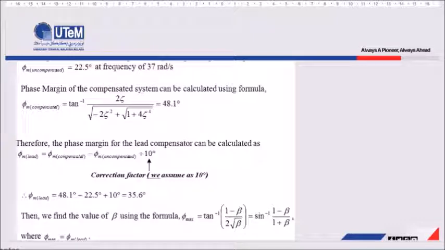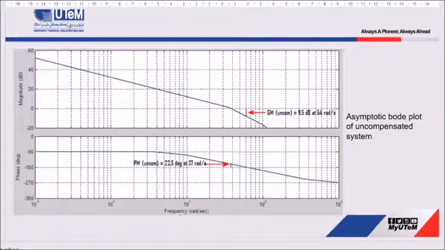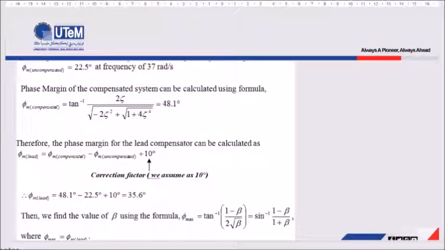Next, the compensated phase margin can be calculated by using this formula. Just use the zeta that we have calculated before, 0.456. We put this value into this equation, and then we get the compensated phase margin equal to 48.1 degrees. Okay, but this is not exactly the compensated phase margin, so we have to do a correction. We use this formula where the final result for the phase margin of the compensated system becomes this value, 48.1 minus the uncompensated value plus 10 degrees. After we calculate, we get the new phase margin for the compensated system equal to 35.6 degrees.